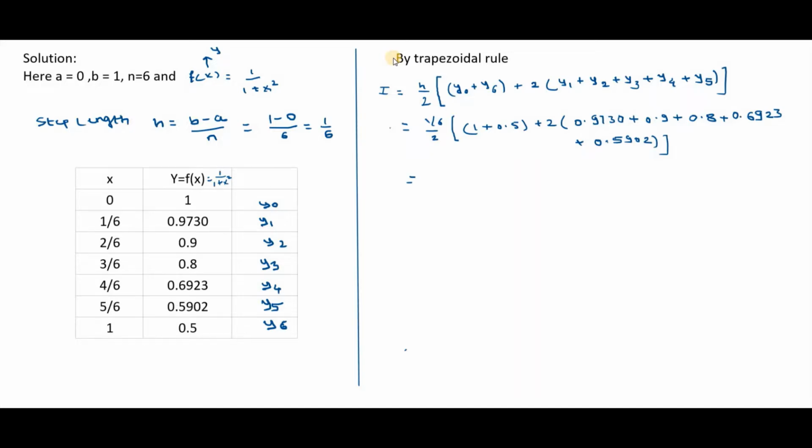So 1 divided by 6 by 2 is equal to 1 divided by 12, and if you simplify 1 divided by 12 into, that is 1 plus 0.5 is 1.5 plus 2 into bracket. If you simplify throughout, you will get 0.78425. So this is the value of integration 0 to 1 dx divided by 1 plus x square.